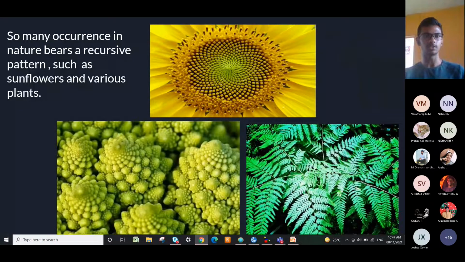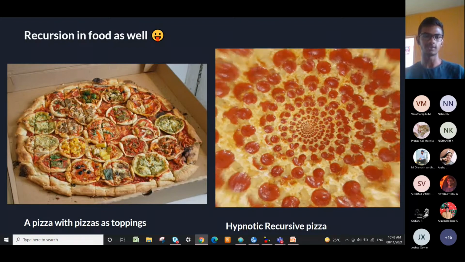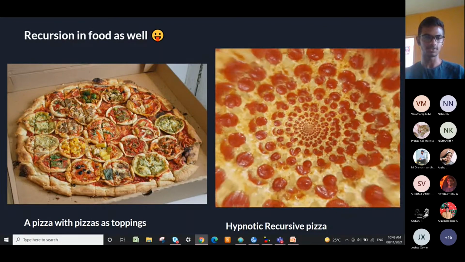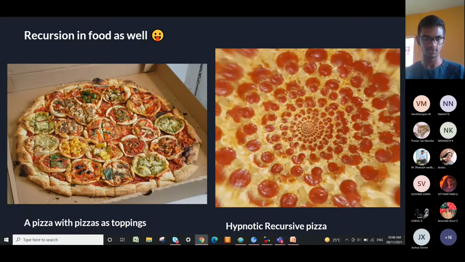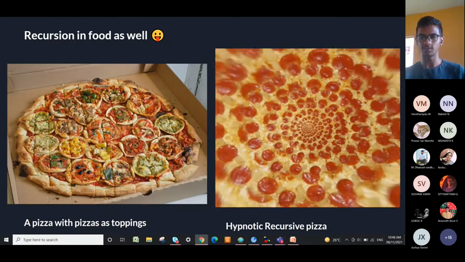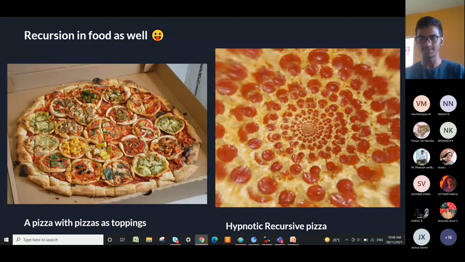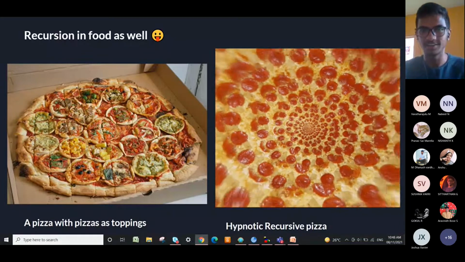We see recursion in natural things a lot, like in sunflowers. The bud of a sunflower follows a Fibonacci sequence, as seen in the picture, and many plants follow recursion. We see recursion in food as well. In the first picture, a pizza with pizzas as toppings shows recursion. The second picture shows a recursive pizza, which was supposed to be hypnotic, but now it is making me hungry. So we'll continue.